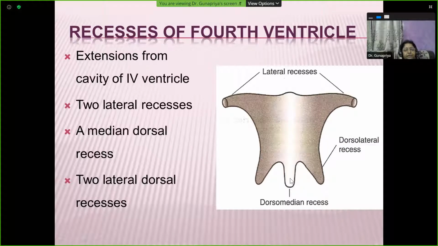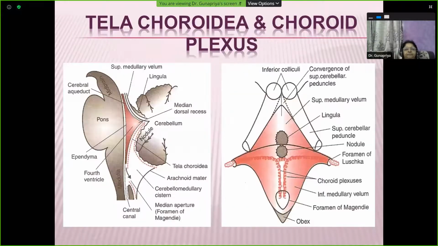Don't get confused. Okay, so here, of course, you'll be having the foramen of Luschka. The 2 lateral recesses will open out through the foramen of Luschka into the subarachnoid space. So these are the 2 lateral recesses. This is a median dorsal, midline, median, but dorsal, posterior recess. These are 2 lateral dorsal extensions of the cavity of the fourth ventricle. You have 5 extensions totally.